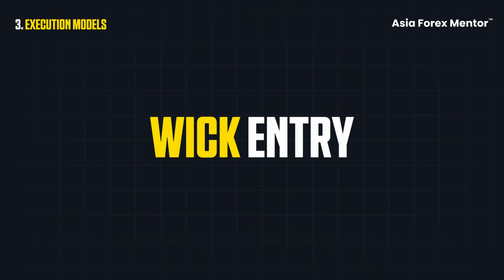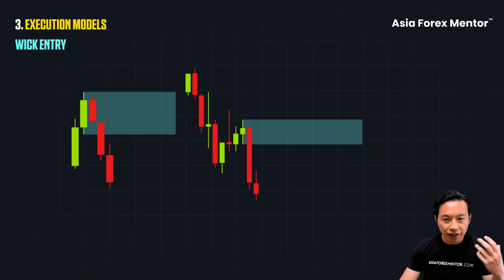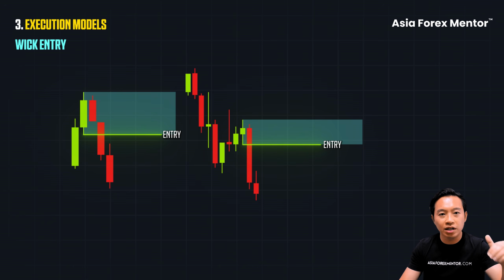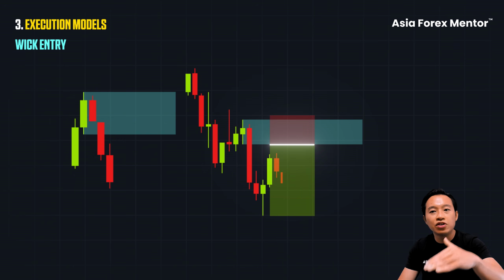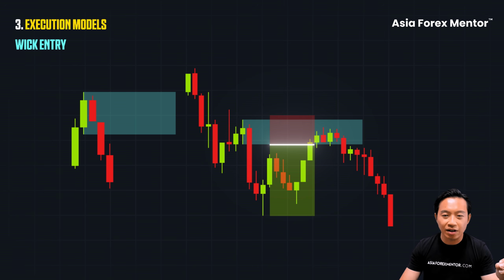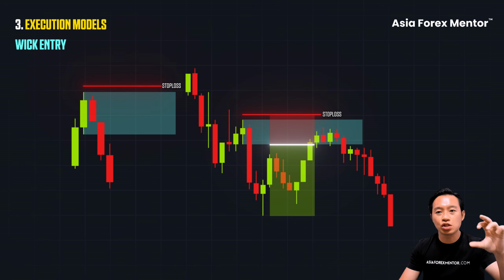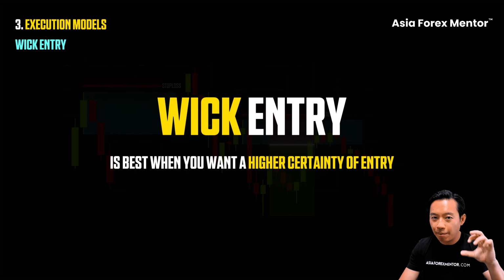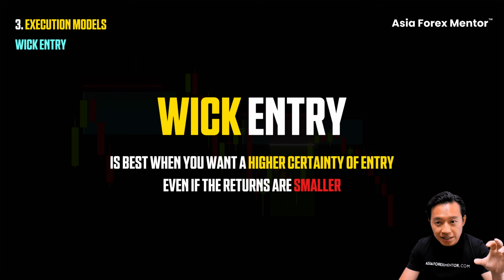All right, so now first one, the wick entry, which is the conservative approach. We are entering from the very wick of the order block zone. So we place our order at the wick of the order block. This increases the chance of the trade getting triggered, since price would often tag the wick before moving away. The trade-off is that in this case, you get a wider stop loss, which lowers your risk to reward ratio. So the wick entries are best when you want higher certainty of entry, even if the returns are smaller.